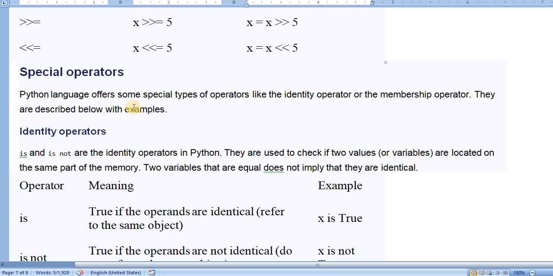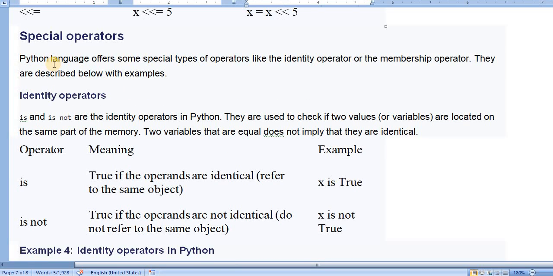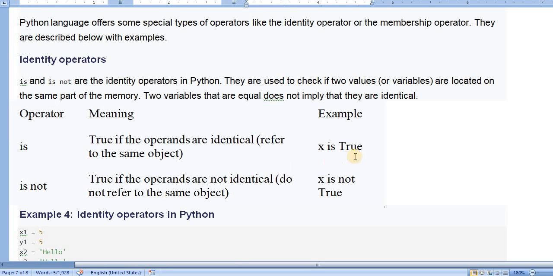Special operators. Python has special operators, and one of them is the identity operator. The is operator is true if the operands are identical. Identical means referring to the same object. And is not is true if the operands are not identical, that is, they do not refer to the same object.